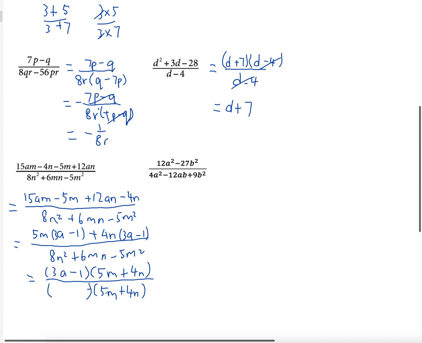That means to get a minus 5m squared, we need to have a minus m here. And then to get 8n, we have 2n plus 2n. Okay. So now we can cancel the common factor, and our answer is 3a over 2n minus m.